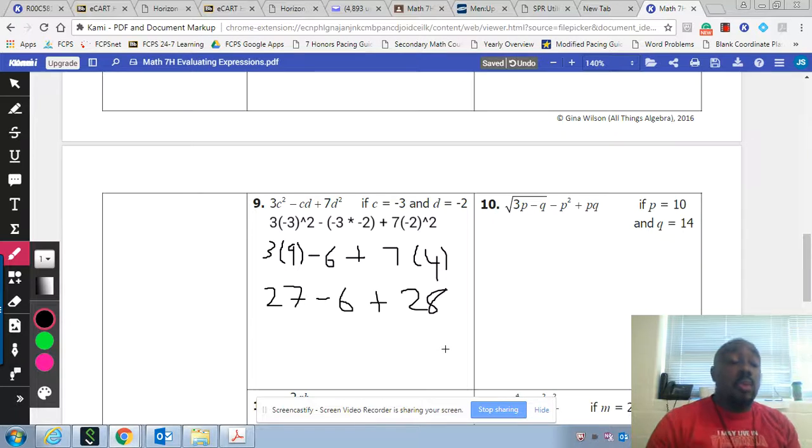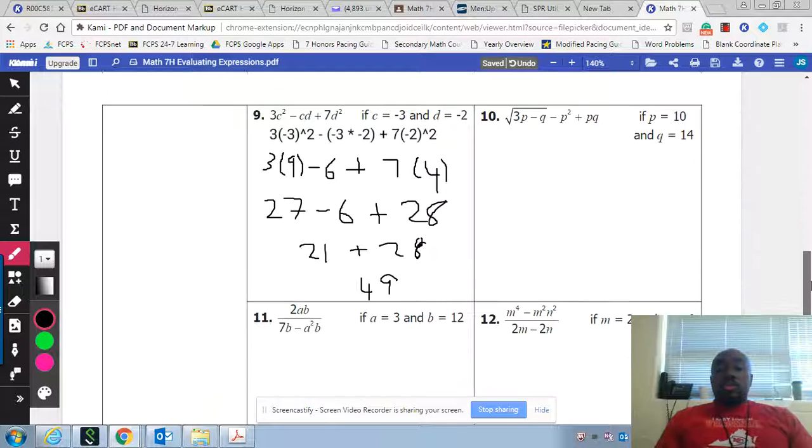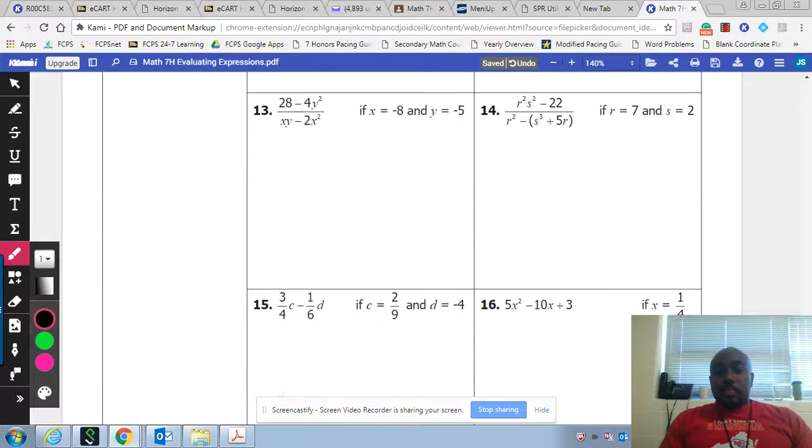And you have to remember when we're doing our order of operations, we have to work from left to right, because addition and subtraction are on the same playing field. They are equals. So as a result, we have to start from left to right. So 27 minus 6 is going to be 21. And 21 plus 28 is going to be 49.